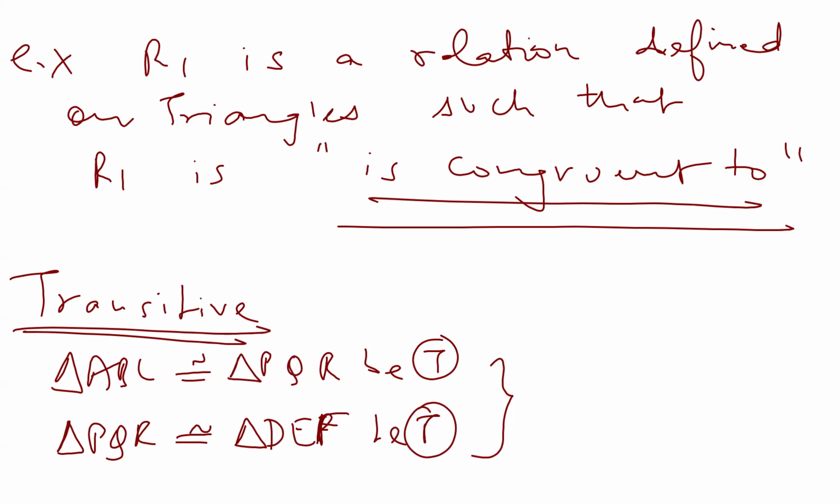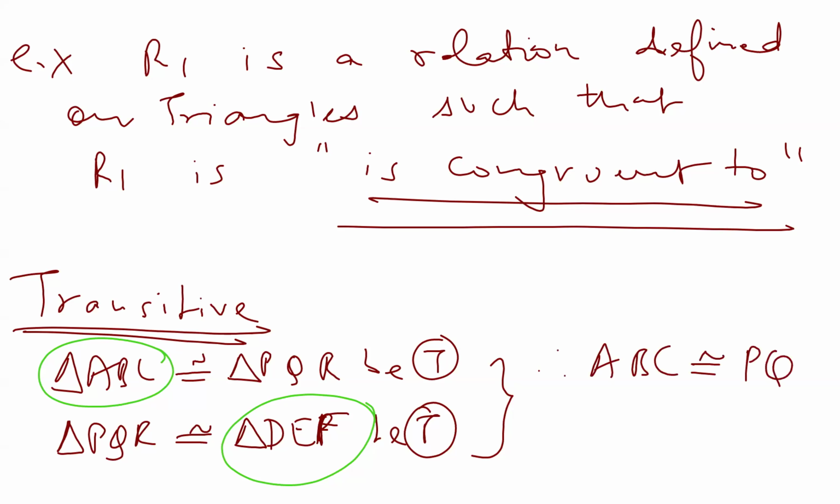ABC, PQR, PQR, DEF. Does this imply ABC is congruent to DEF? This also should be true in transitivity. But then does it imply? If ABC is congruent to PQR, PQR to DEF, is ABC congruent to DEF? Hey guys, come on, tell me, is it true? Yes. Therefore, ABC will be congruent to, or sorry, it should be DEF.